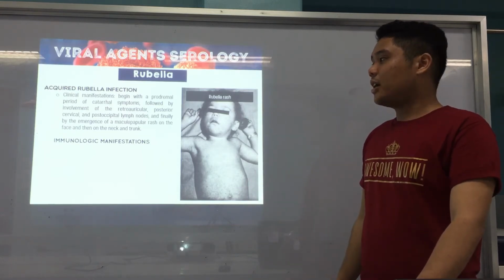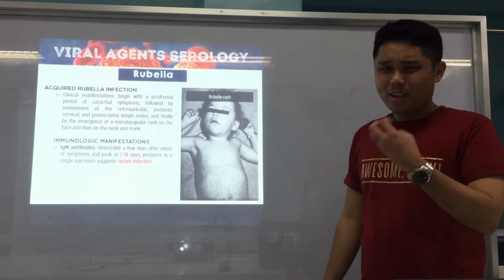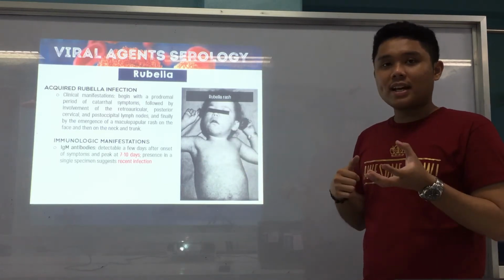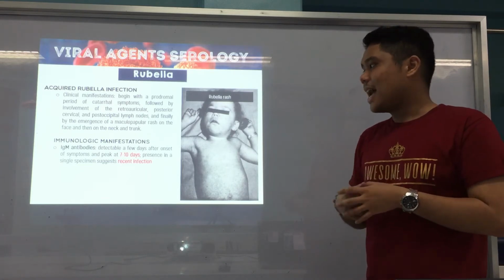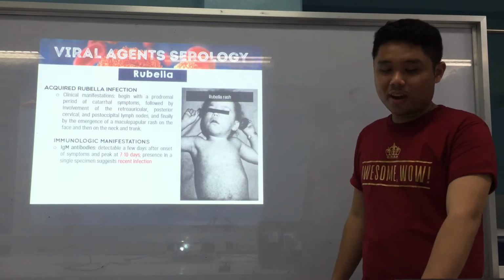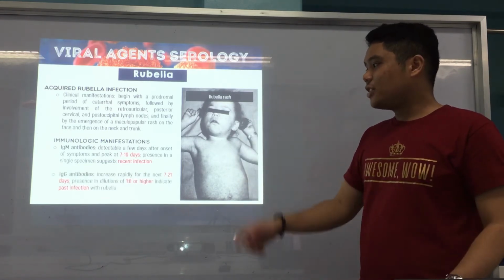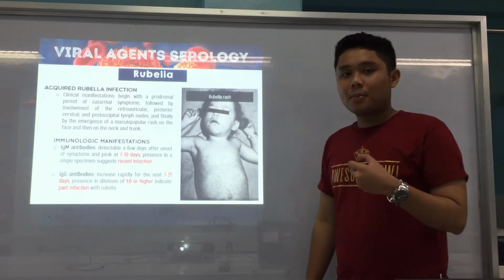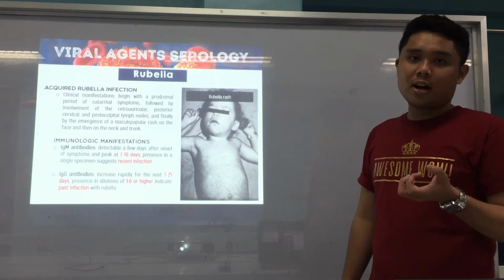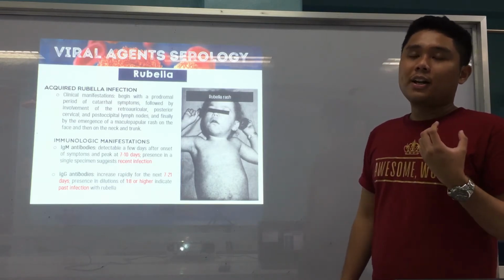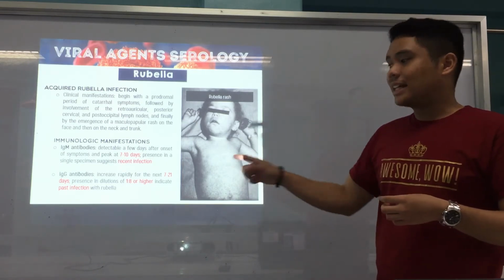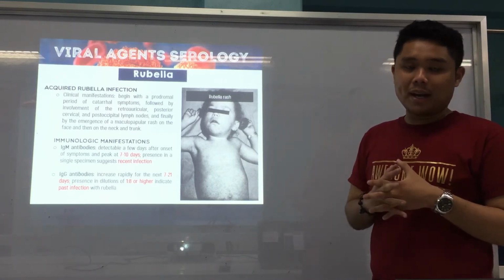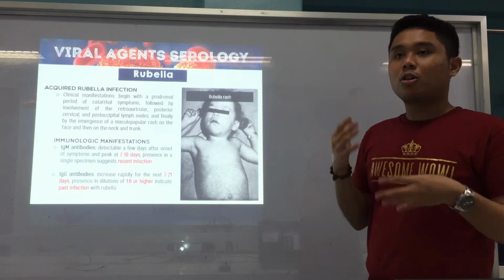Now for immunologic manifestations. IgM is detectable a few days after onset and will peak at about 7 to 10 days, and its presence is suggestive of a recent infection. IgG will increase at about 7 to 21 days, and its presence in dilutions of patient sera higher than 1:8 is indicative of past infection with rubella. That's for acquired rubella infection, usually in adults or children.